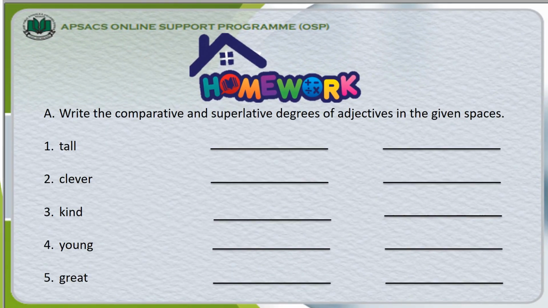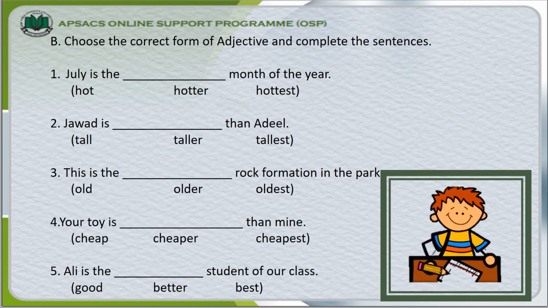Okay, now here's a homework assignment for you. Write the comparative and superlative degrees of adjectives in the given spaces. The adjectives are tall, clever, kind, young, and great. Okay, our next question is: choose the correct form of adjective and complete the sentences. 1. July is the dash month of the year. The options are hot, hotter, or hottest.